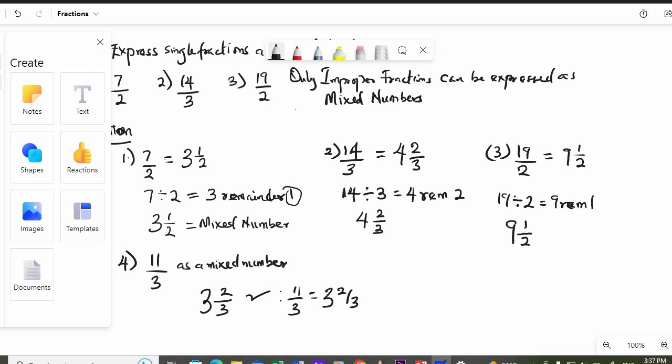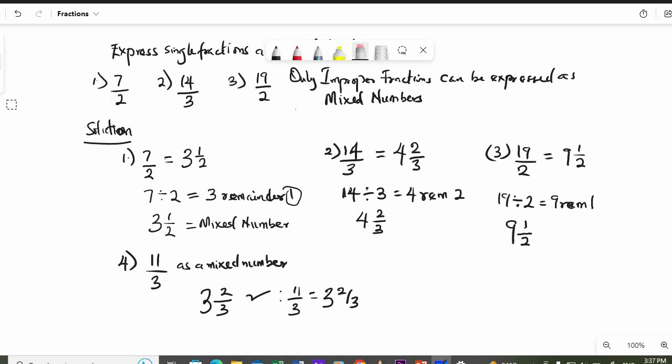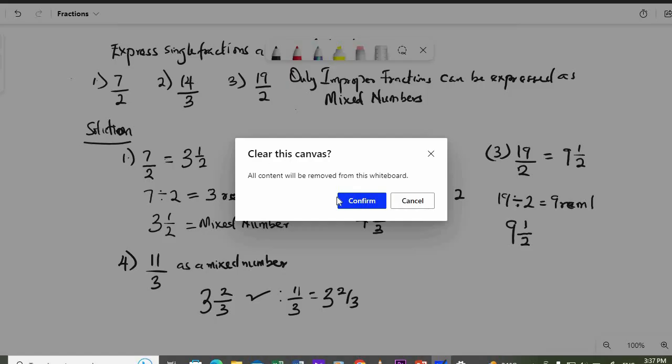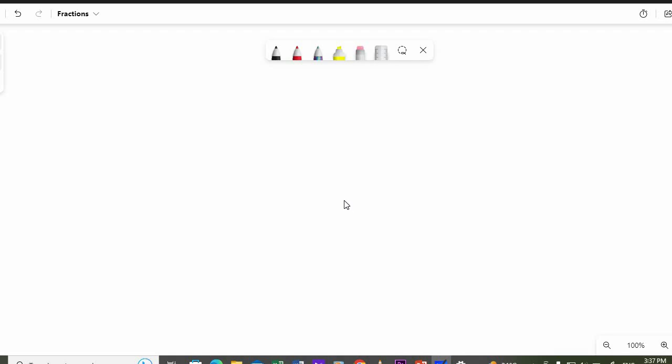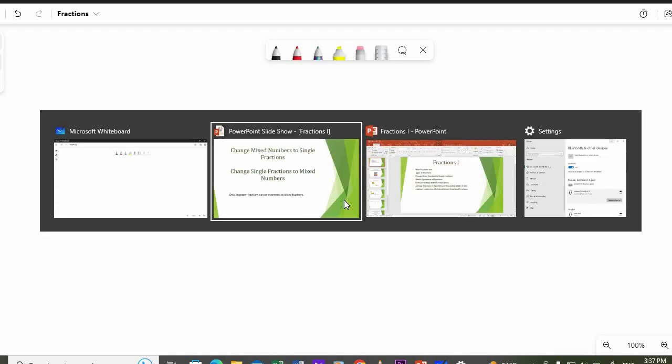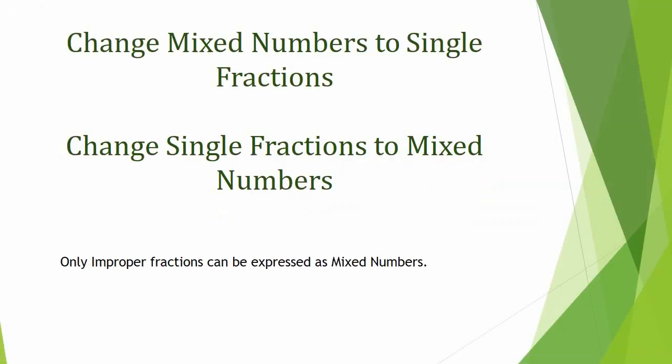Okay, so we'll get right to the next part of the lesson. So we're just gonna clear the canvas here, and then we'll go to the other parts of the lesson.